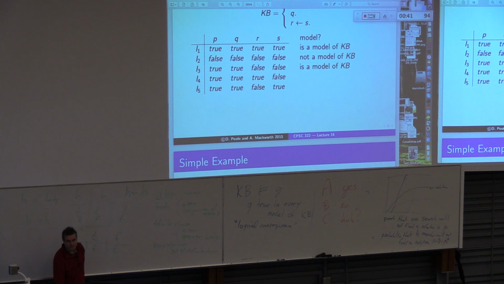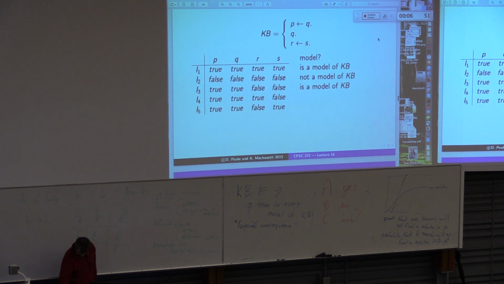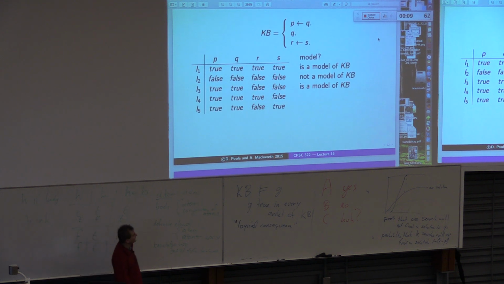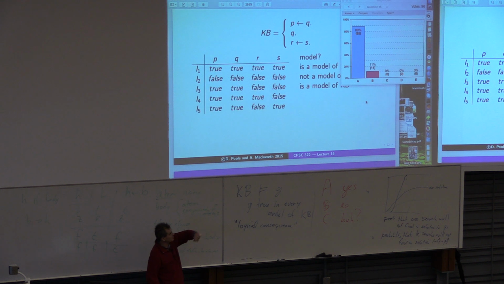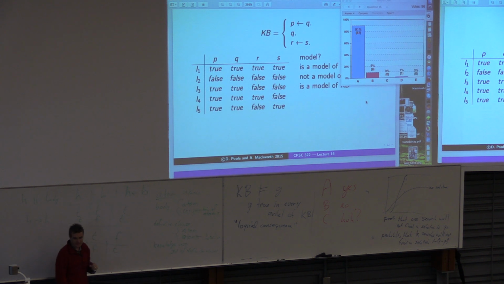What about the next one? What about I4? Is it a model or not? What did people say 15 seconds in? Right, it's a model. Each of the four clauses is true in there, because R if S is true even if S is false. So this is a model.